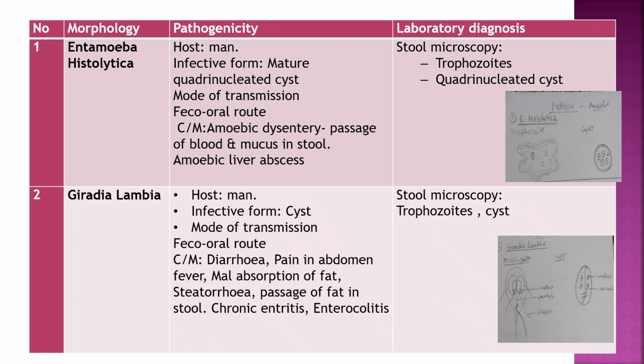First, Entamoeba histolytica. Host: man. Infective form: mature quadrinucleated cyst. Mode of transmission: fecal-oral. Clinical manifestations: amoebic dysentery, passage of blood and mucus in stool; amoebic liver abscess is the complication. Lab diagnosis: stool microscopy, trophozoites and quadrinucleated cyst. Giardia lamblia. Host: man. Infective form: cyst. Mode of transmission: fecal-oral. Clinical manifestations: diarrhea, pain in abdomen, fever, malabsorption of fat, steatorrhea, passage of fat in stool, chronic enteritis, enterocolitis. Lab diagnosis: stool microscopy, trophozoites and cyst. Trophozoite you can see motility in saline preparation and cyst you can see in iodine preparation.